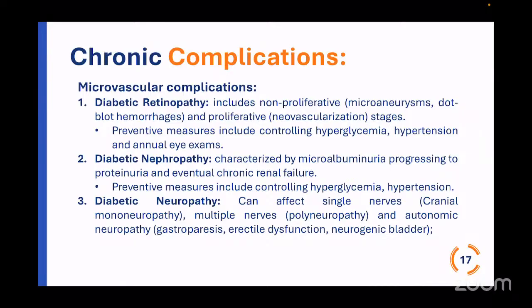Diabetic nephropathy starts with glomerular hyperfiltration and then proceeds to microalbuminuria and then to macroproteinuria, and eventually can lead to chronic kidney failure. So preventive measures are the same. We control the glucose level and we also control the blood pressure level. Diabetic neuropathy: diabetes can affect small nerve cells, large nerve cells, single nerves, multiple nerves, and can also affect autonomic nerves, leading to autonomic neuropathy, which can present with gastroparesis, erectile dysfunction, and neurogenic bladder.